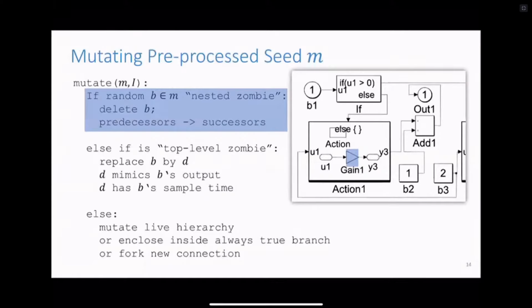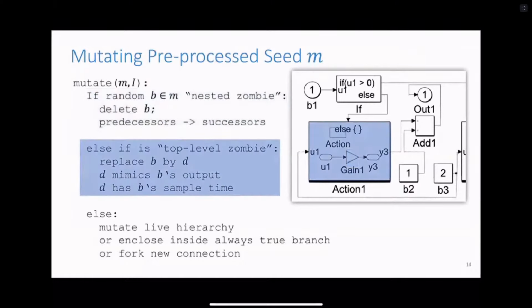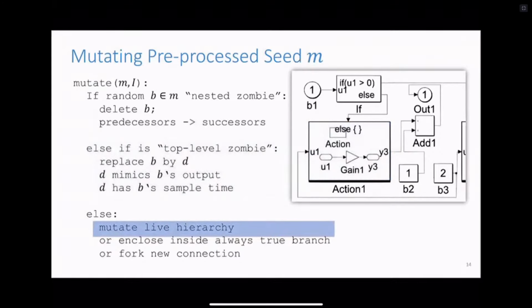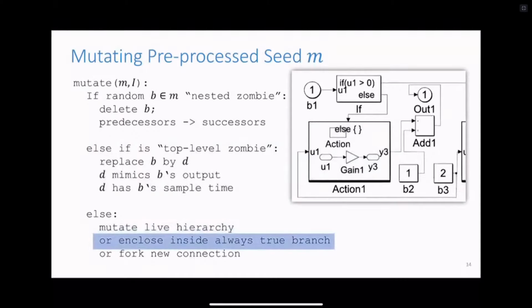Now, a quick pseudocode of our tool. It takes a type-annotated seed model, and first we randomly select a block to mutate. If it's a zombie block and it's deep inside the hierarchy, we just delete it and connect its predecessor to its successor. Otherwise, if it's at the top level, we cannot just delete the block. We have to ensure that we can replace it with a block which mimics its output. Lastly, we also introduce changes in the live regions. For example, we change the hierarchy, or we take a block and enclose it in an always true or always false branch to create equivalent models.